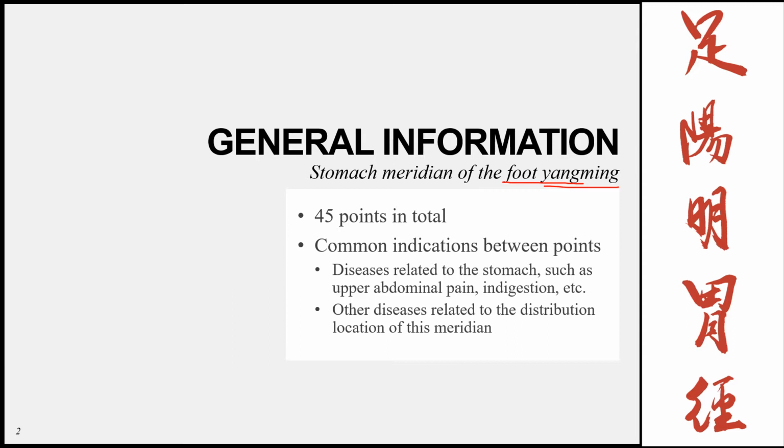This meridian has 45 points in total, and the common indications between points are for diseases related to the stomach, such as upper abdominal pain or indigestion, and then it can also be used for other diseases related to the distribution location of this meridian. In other words, it can be used for any diseases along the flow of this meridian.